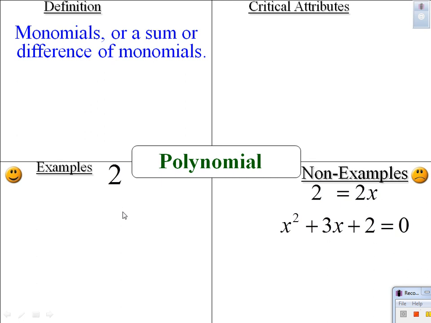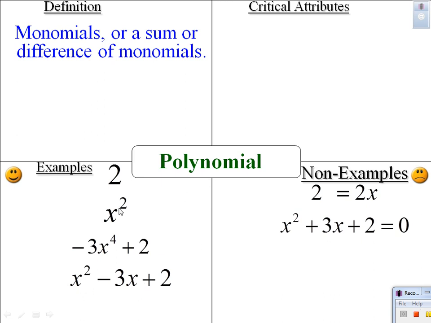Monomial, there it is, only one term. Here goes another monomial. Here goes another polynomial. Let's see, how many monomials does this one have? One, two. Are they being added? Yes, that's why it's a polynomial. How about this one? How many monomials? One, two, three. That's why it's a polynomial. This one's being added, this one's being subtracted. That's why it says sum or difference of monomials. Any questions with this? Each monomial in a polynomial is known as a term. You guys remember that term?